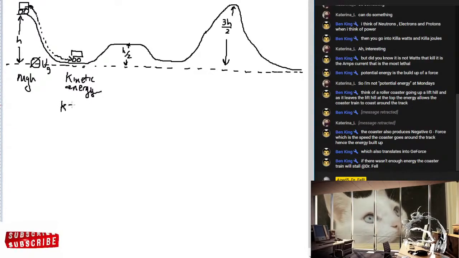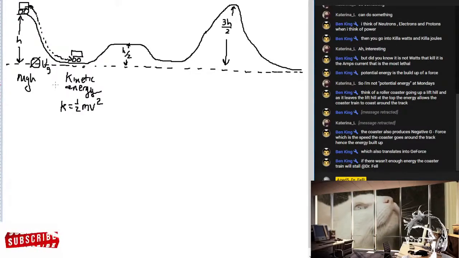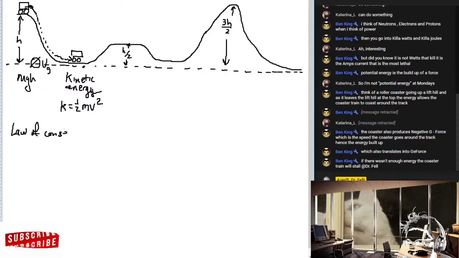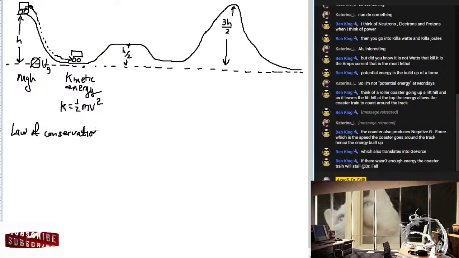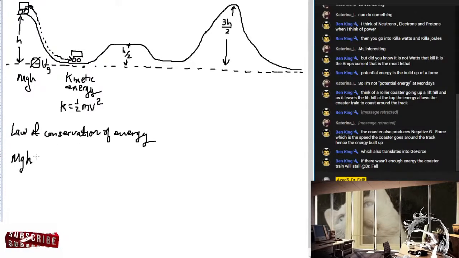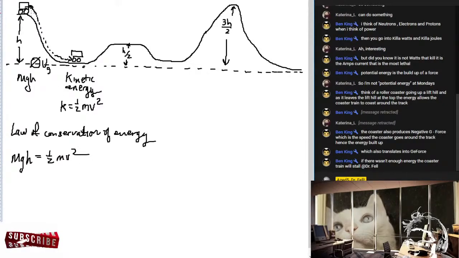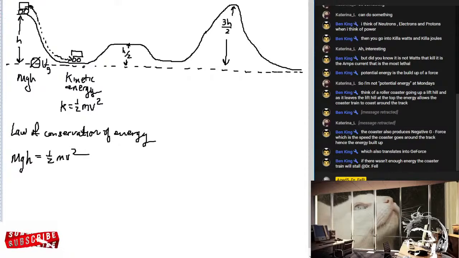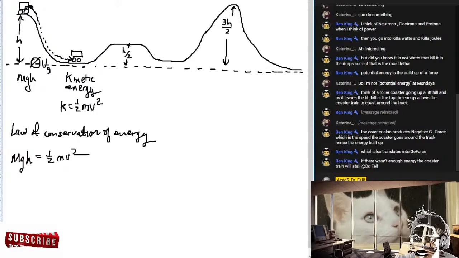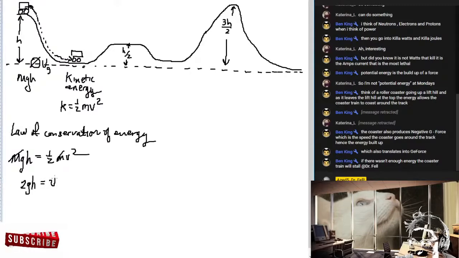And kinetic energy is, the equation is 1/2 of the mass times its velocity squared. So due to the law of conservation of energy, mgh has to equal 1/2 mv squared. Right? Because all this energy stored up due to gravitational potential energy stored in this cart will turn into the energy of motion at the bottom. So you can see that the masses cancel out and you get 2gh equals v squared.